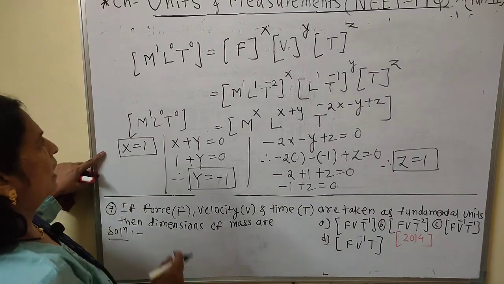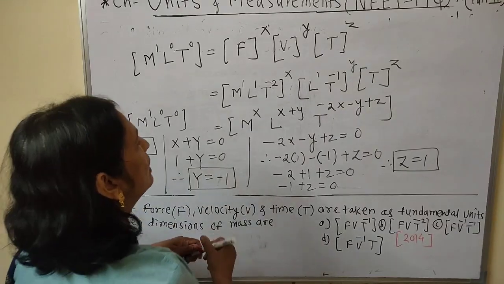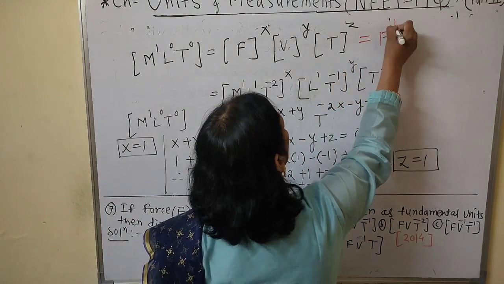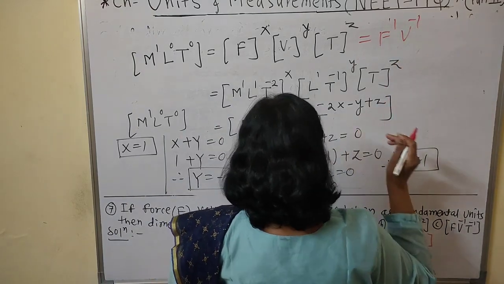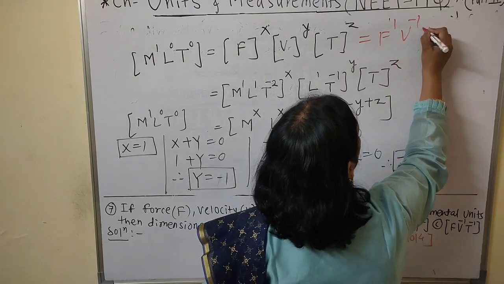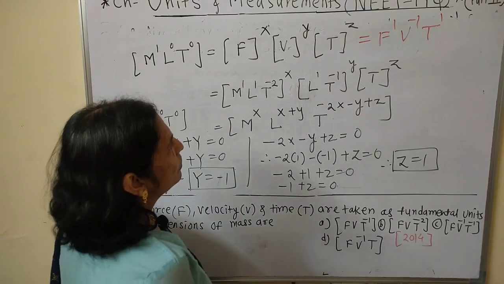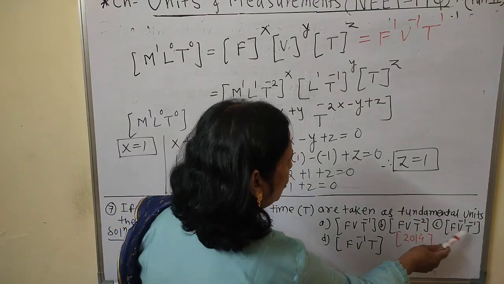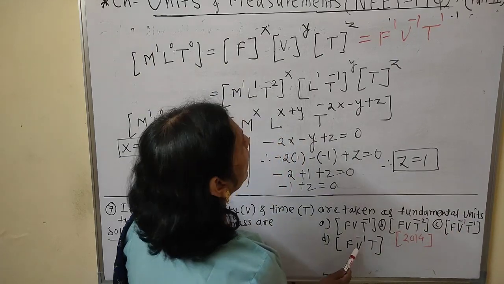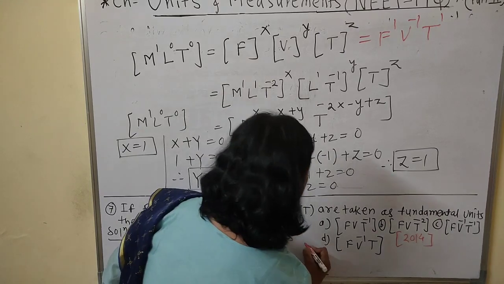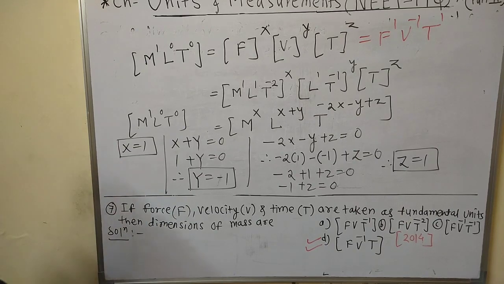Means f raised to x means 1, f raised to 1, then v raised to minus 1 and t raised to 1. That is the correct option. And which option is correct? F raised to 1, v raised to minus 1 and t raised to 1. D is the correct option. Okay. D is the correct option.